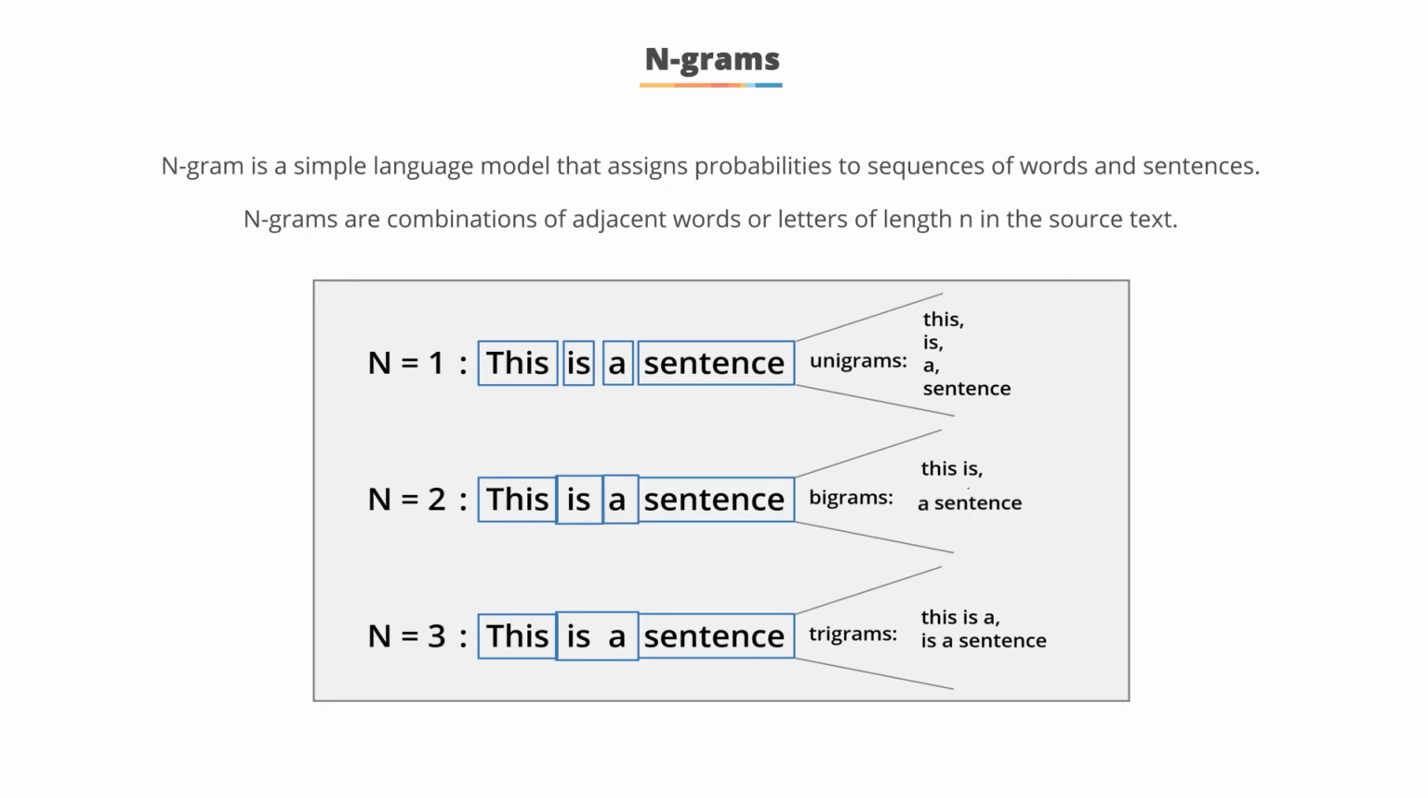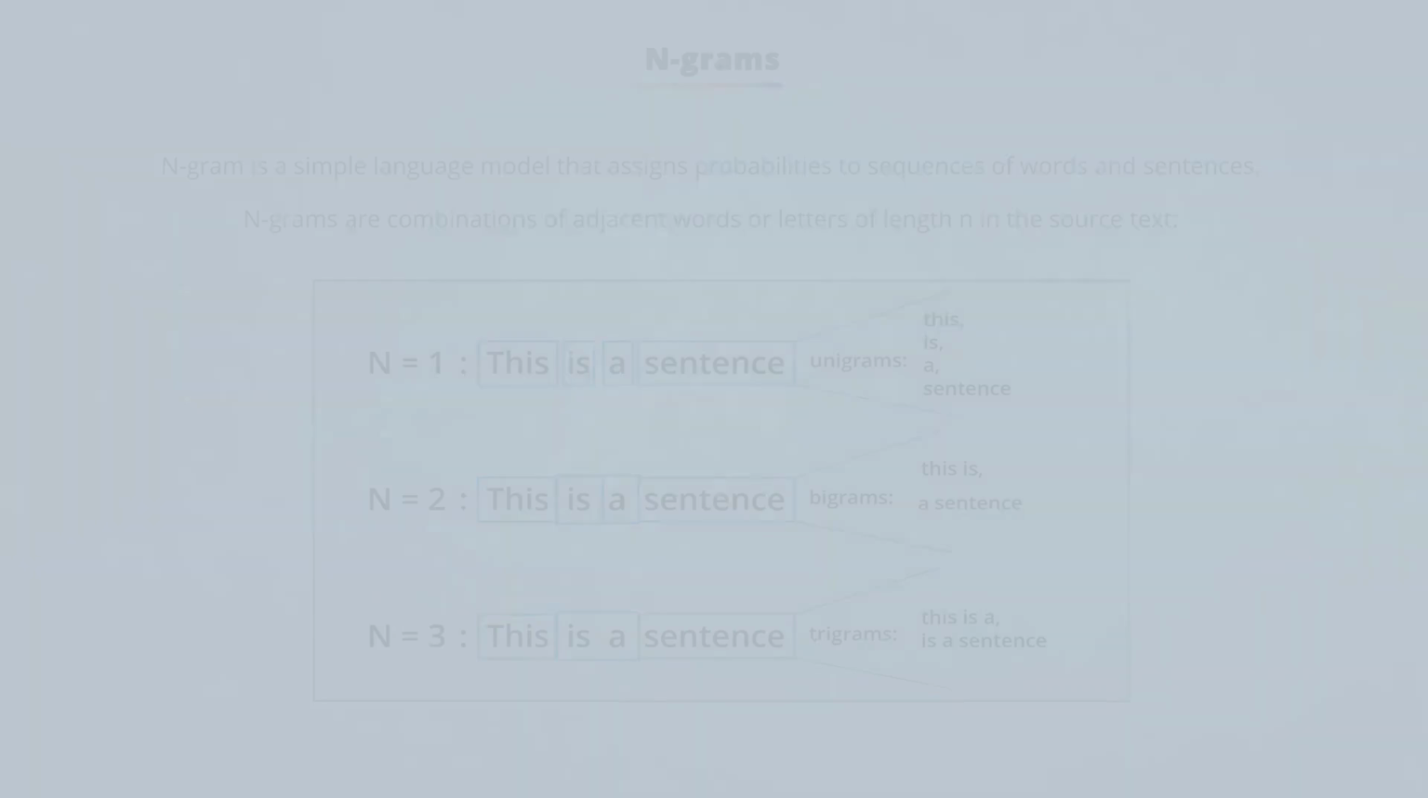As in the given example, this is a sentence. All of these words are considered individual words and thus represent unigrams. A 2-gram or bigram is a two-word sequence of words like "this is" or "a sentence". And a 3-gram or trigram is a three-word sequence of words like "this is a" or "is a sentence."